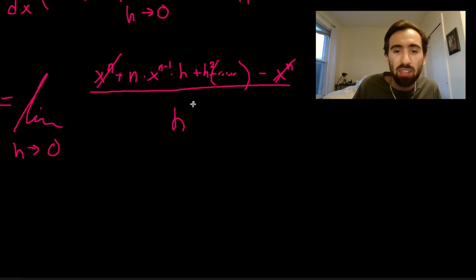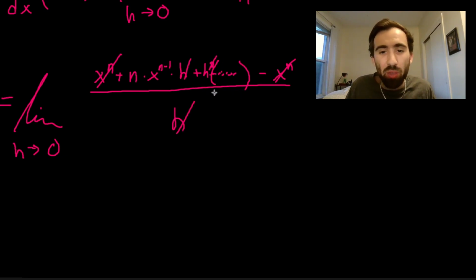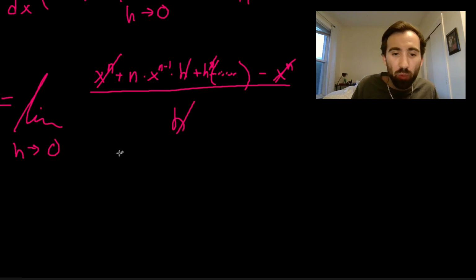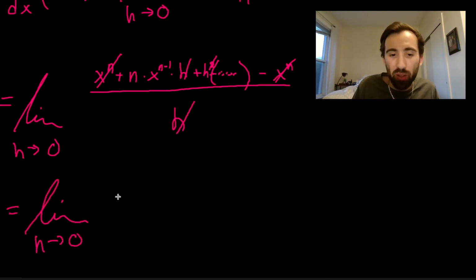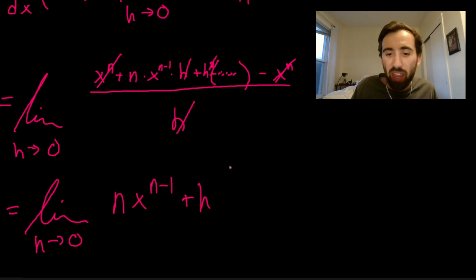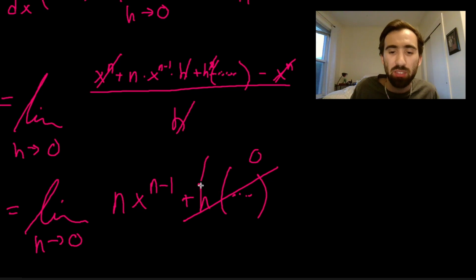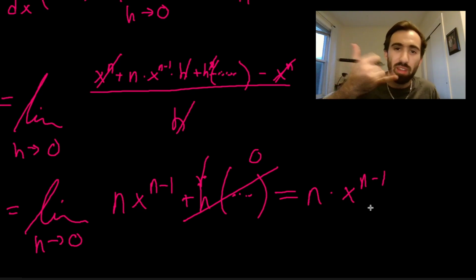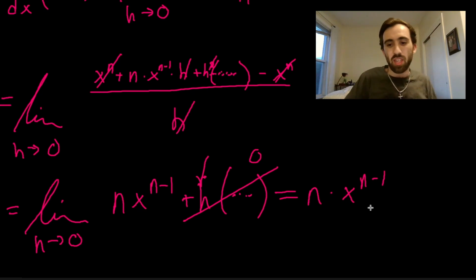This x to the n cancels out with this x to the n. This h cancels out with this h. This h squared cancels out and just becomes h. However, what we find is that this becomes equal to the limit as h approaches 0 of n times x to the power of n minus 1 plus h times a lot of stuff that we don't really care about, because all of this goes to 0 as h approaches 0, because this right here approaches 0. So then this is just equal to n times x to the power of n minus 1. Let's go. All right, good.